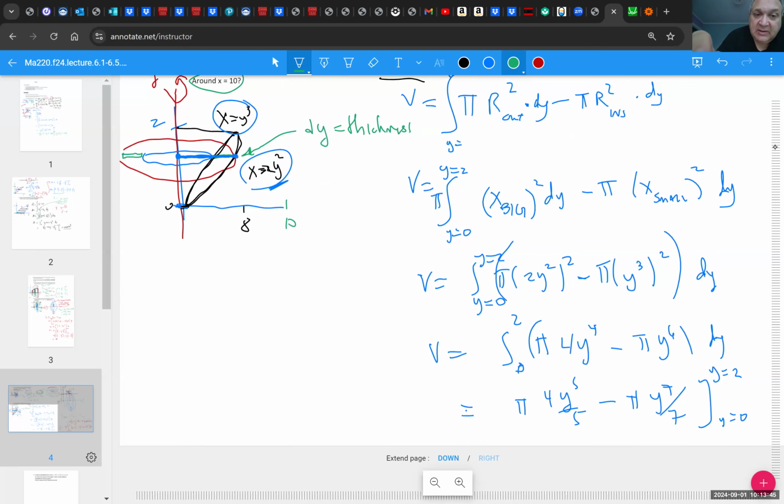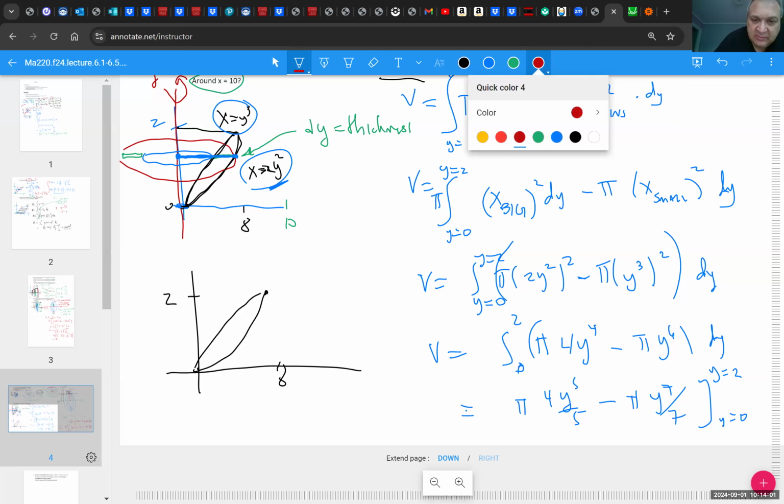Again, it's going to be the same process. Let me just draw it out. 0, 2, 8, like this, right? And our axis of revolution is at 10, which is over here.